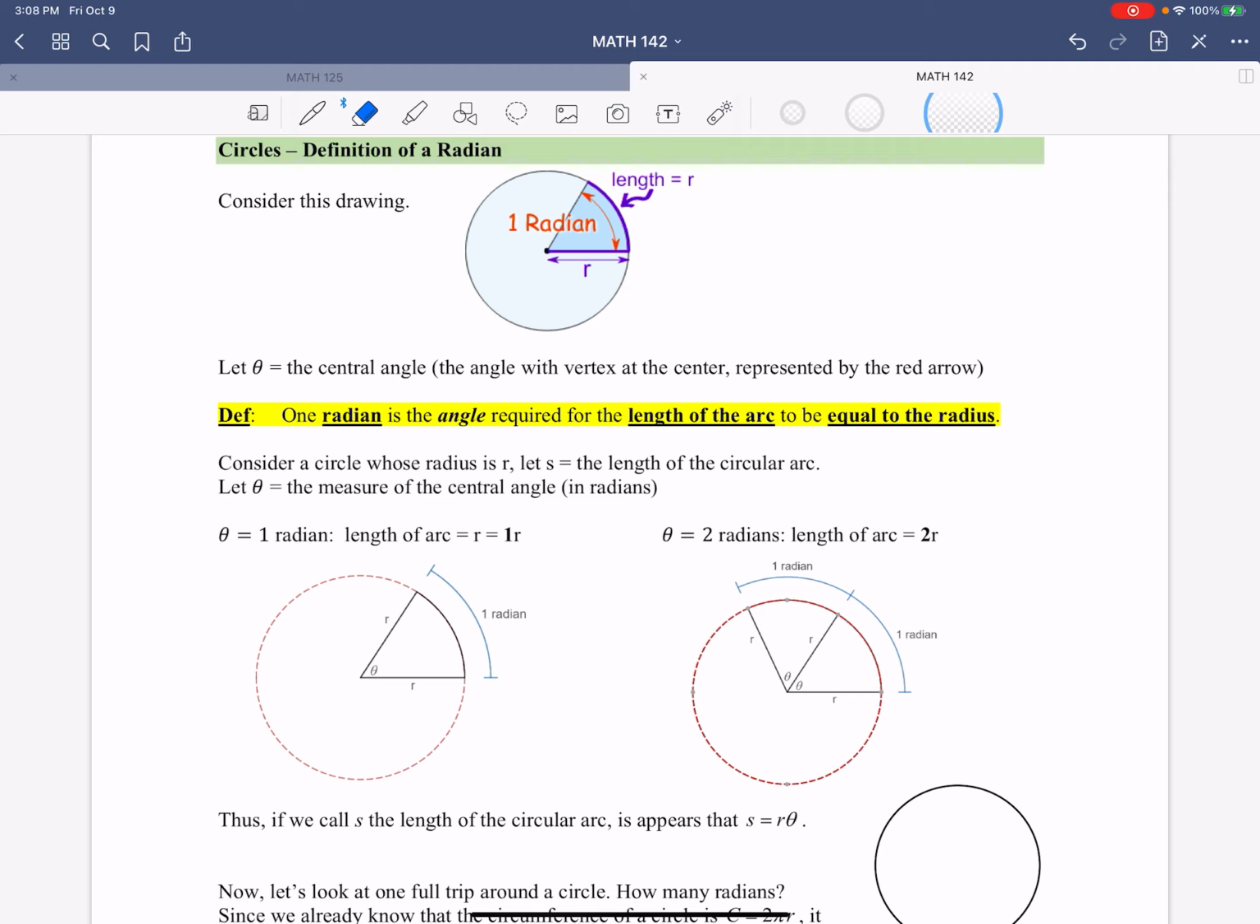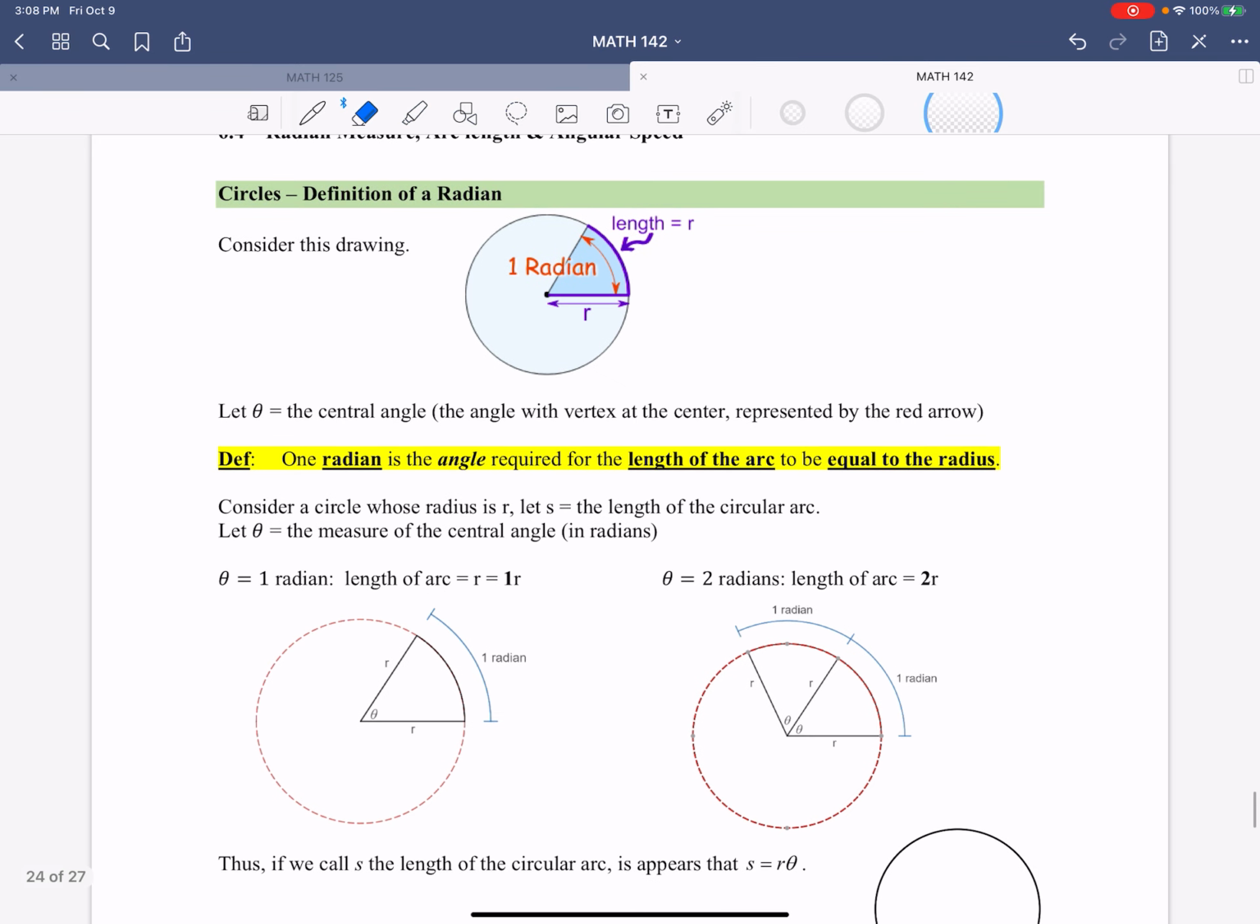So, looking at a circle again, we're going to define a radian to have a direct effect on how long the length of the circular arc is. As you notice in the picture here, 1 radian is the angle, and this angle right here is what I'm talking about. That's the central angle. It's the central angle required so that the length of the arc is the same as the radius of the circle. Okay? So, definition 1: theta is that central angle right there, and that is the definition of 1 radian.